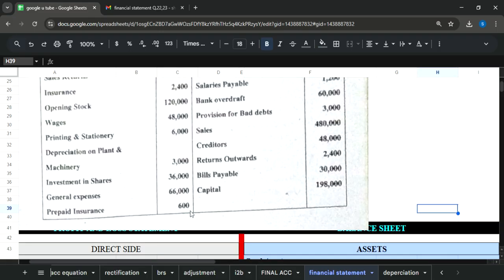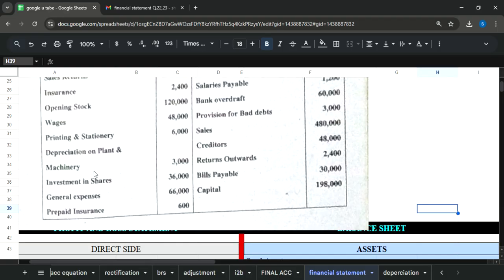Now please note it down, there were two effects, depreciation on plant and prepaid insurance. Both were adjustments. But since they were present in trial balance, that is why there is only one effect. But one very interesting thing you have seen, that depreciation, please remember, was written in operating expenses only, and prepaid insurance was written in asset only. So you will have to keep it in mind that depreciation goes on operating, prepaid on asset side.